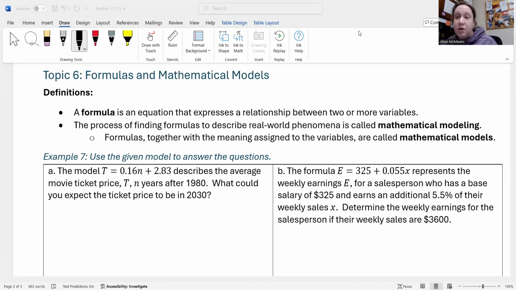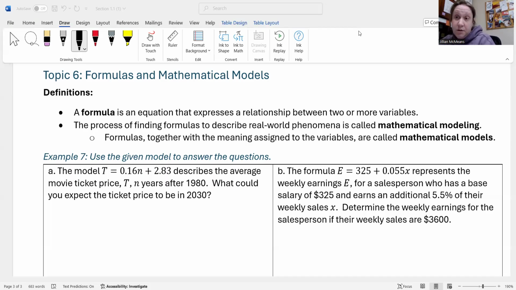We also looked at direct translation, which is the process of converting words to math, which is really important when you start talking formulas and mathematical models. So we know how to create expressions and equations from words. We also know how to check to see if a value is a solution to an equation. All of those things combined are going to be really helpful for topic 6. So let's talk about formulas and then we'll start looking at a couple of examples.